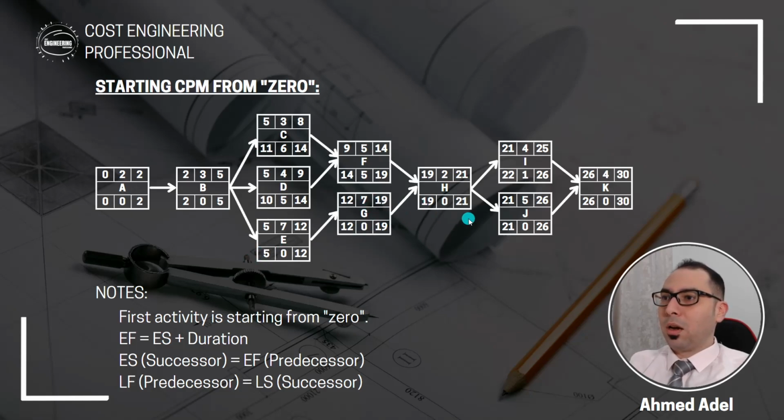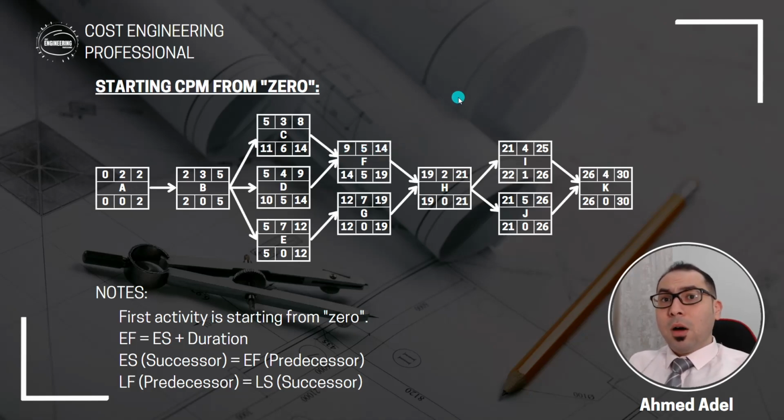Or let's take another example. For example, here, the late finish of the predecessor, which is 21, is equal to the late start of the successor, which is also 21. So when you are starting from 0, most important is that early finish is equal to early start plus duration. 0 plus 2, 2. 19 plus 2, 21. 9 plus 5, 14, and so on.